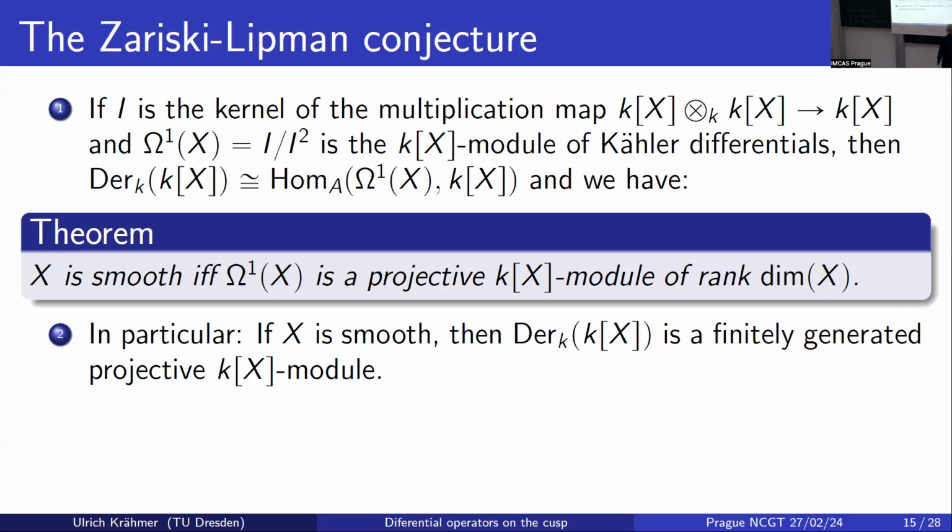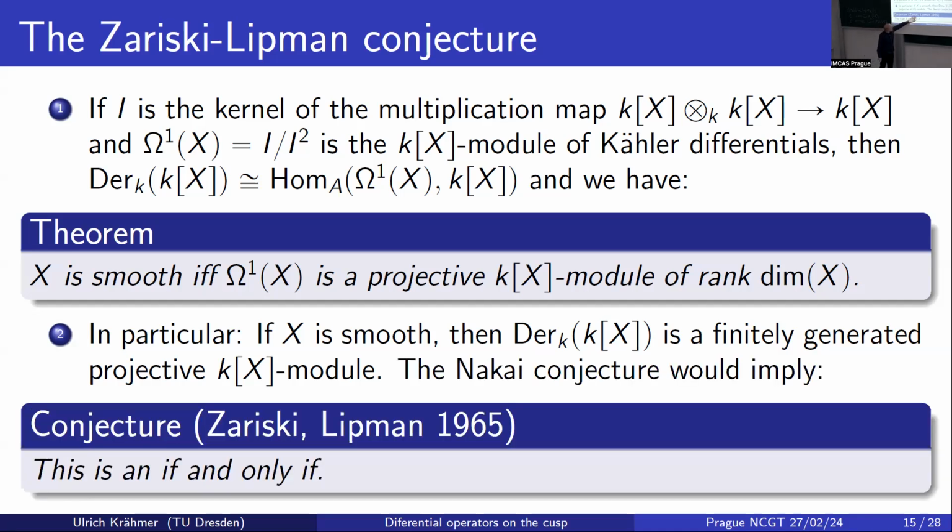And well, in that situation, since this is the dual of a finitely generated projective module, it's also finitely generated projective. So the derivations of the coordinate ring would be a finitely generated projective module. Geometrically, that's very nice because the derivations are the vector fields. So this is simply saying that the tangent bundle of my space X is a locally trivial vector bundle. And for a smooth space, that should be true. And the Zariski-Lipman conjecture says that's also if and only if.